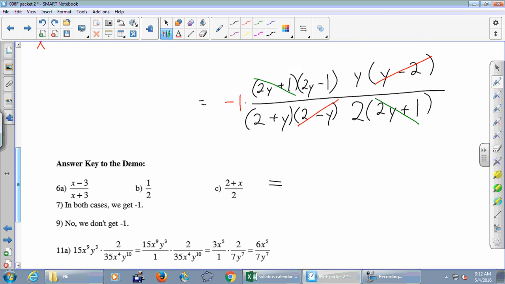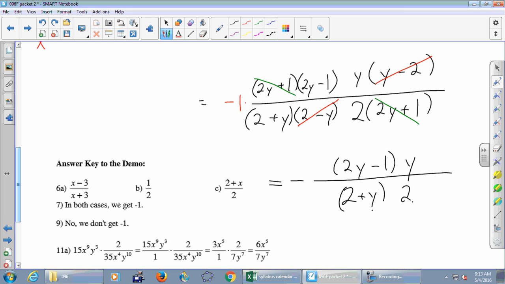This is just copying. -1 in the front, I'm just going to put the negative sign. And then I'm copying everything that's on top. I'm just going to leave it in exactly that order. 2y minus 1 times y. And then copying downstairs, 2 plus y times 2. And I see lots of things that are the same, so I want to cancel more if I can. You have to. If you're able to cancel more, you need to.